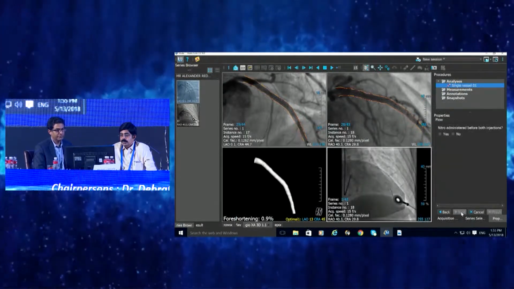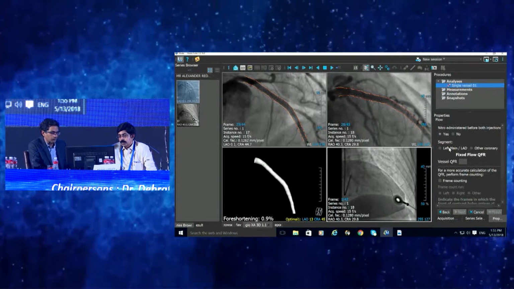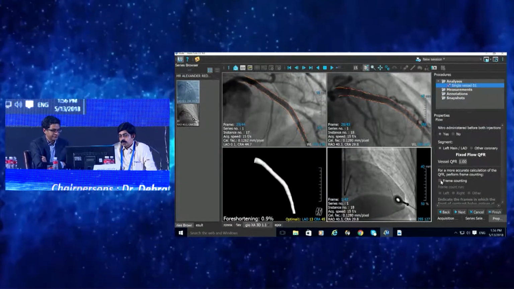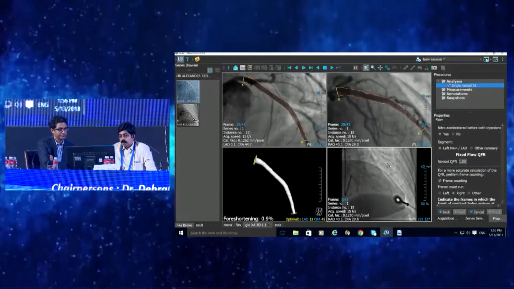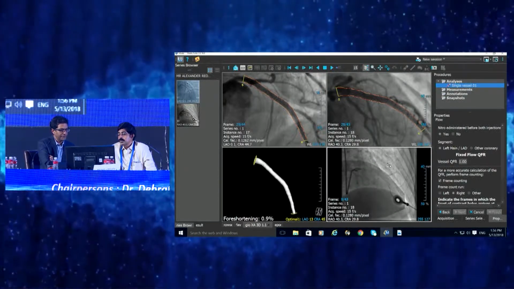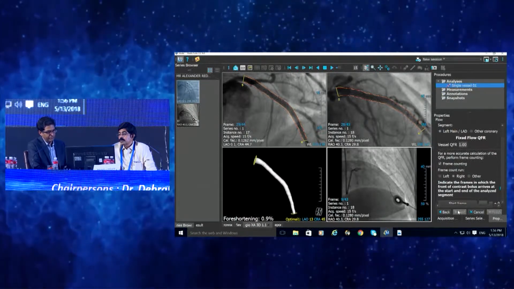Auto, okay. While she's doing that, can you also measure the FFR at the same time? Yes. And adenosine is being given, so that you can measure the FFR. It's 1, no? Now we got a value of 1. Do you see it? Yeah, you see there? Vessel QFR 1. Yes, we see that vessel QFR is 1.